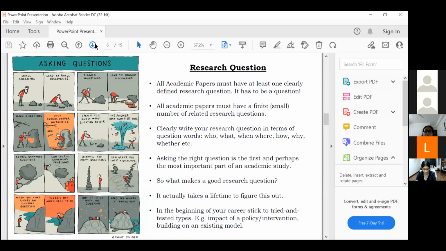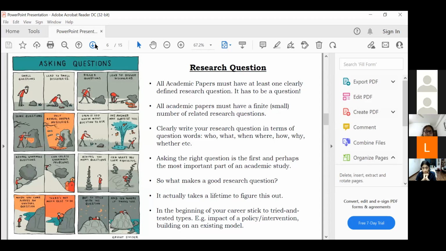So if it's that important to ask a right question, if it's that important to ask good research questions, what makes a good research question? Now, the answer to that is not that simple. What makes a good research question is something that actually takes a lifetime to figure out.